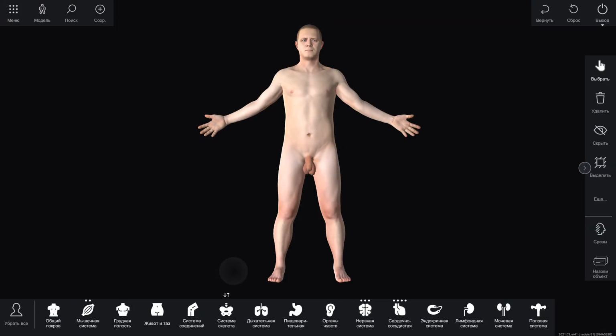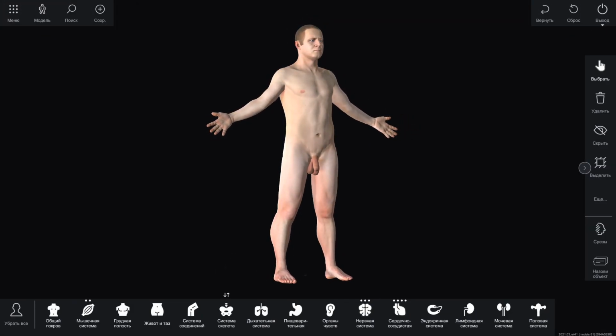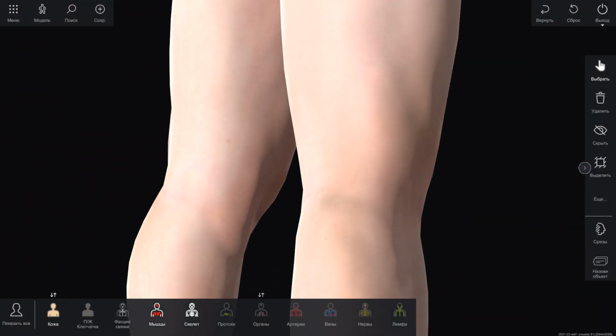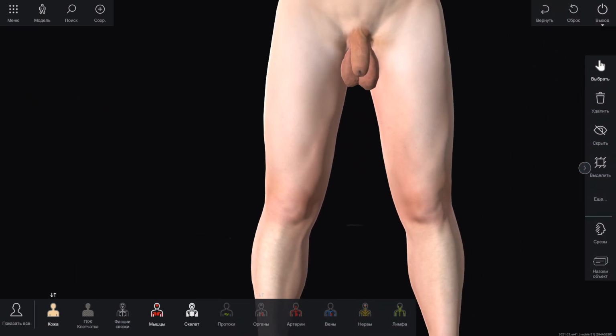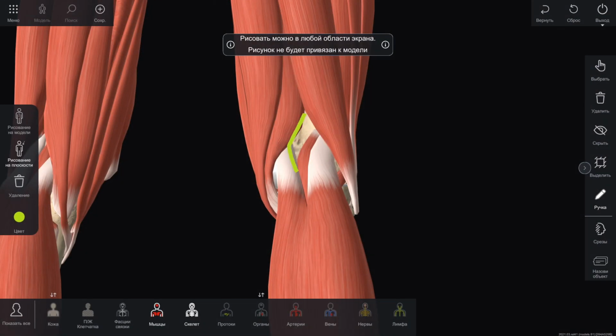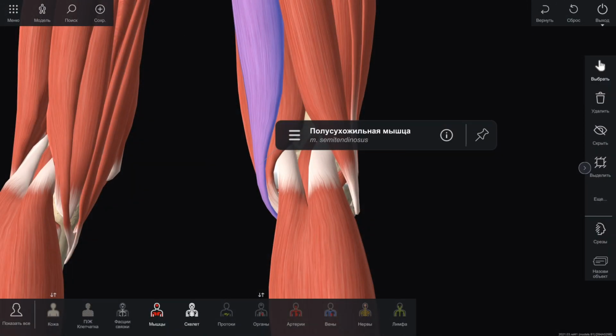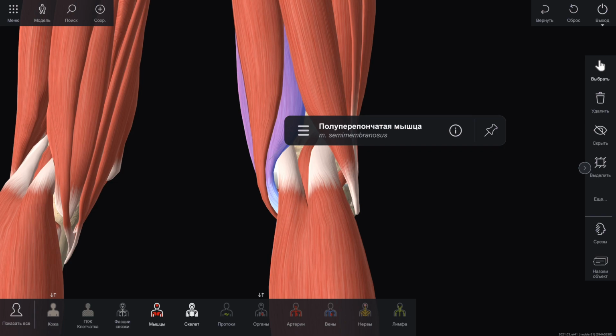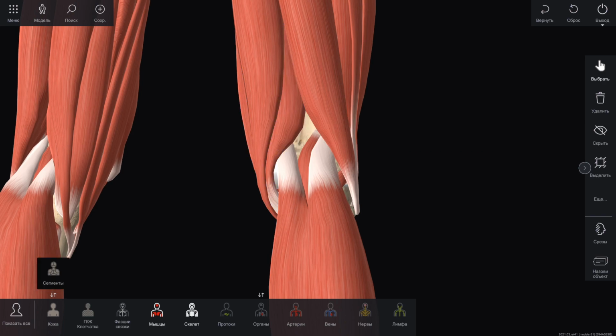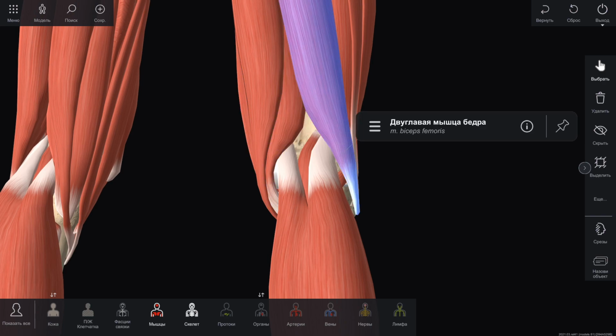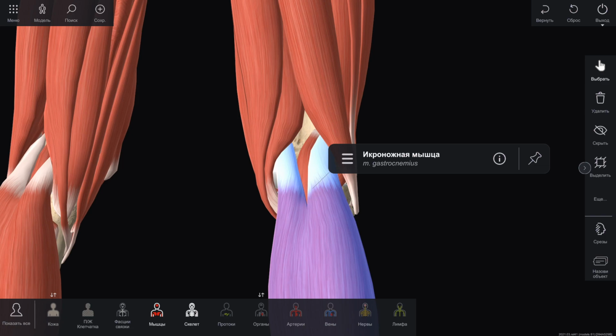Hello everyone. Today our topic to discuss is the topographic anatomy of the popliteal area. The popliteal fossa is a diamond-shaped area behind the knee, the genu. The upper sides of the diamond are formed by the medial semitendinosus and semimembranosus muscles and the lateral biceps femoris muscle. And the lower point of the diamond is formed by the heads of the calf, meaning the gastrocnemius muscle.